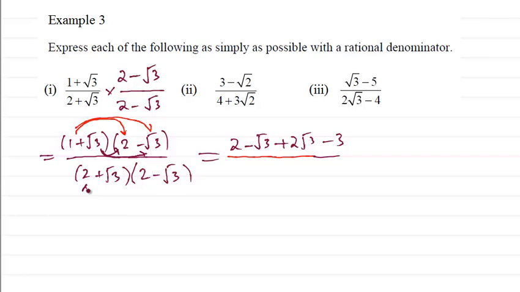On the bottom, always square that number, minus square that number, which is just 1. So on the top you get 2 minus 1, sorry, 2 minus 3 is minus 1, then minus root 3 plus 2 root 3 is going to be plus root 3.